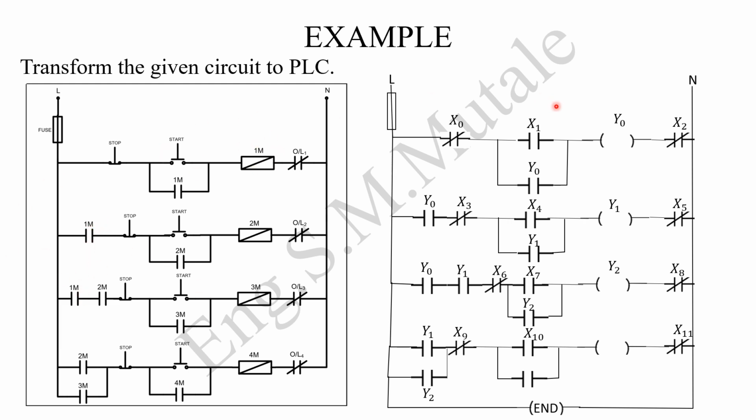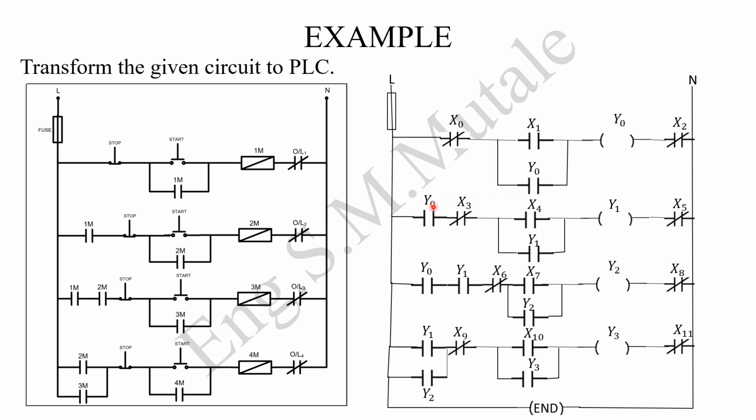But in PLC, since this was Y0, anything which was labeled 1M here should be Y0 here. So this guy will also be Y0, this one will also be Y0, and this one will be Y0. So we are done with this output. This output has got these terminals. All these are sitting on that contact. Then you look for another output.